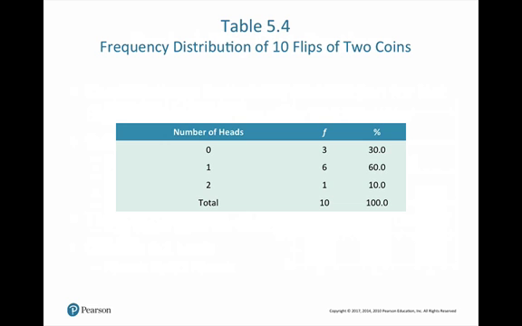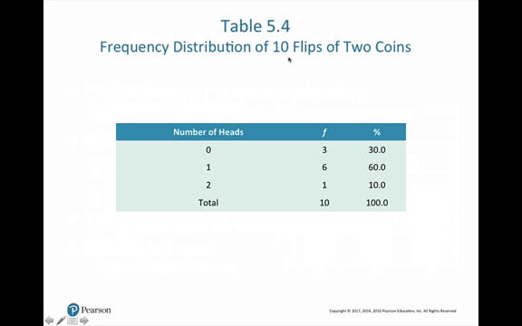This is a frequency distribution of 10 flips of 2 coins. What I want to do now is not solve for the probability that I would observe 0 heads. Instead, I just want to record, across my 10 flips of these 2 coins, in how many of those trials I observed 0 heads. So here I have the outcome, 0 heads, and I have a frequency of 3. That tells me that 30% of the time I flipped 2 coins and got 0 heads on both coins.